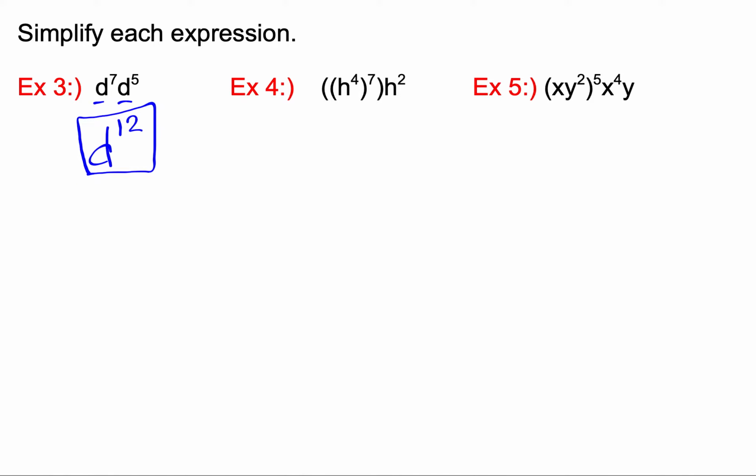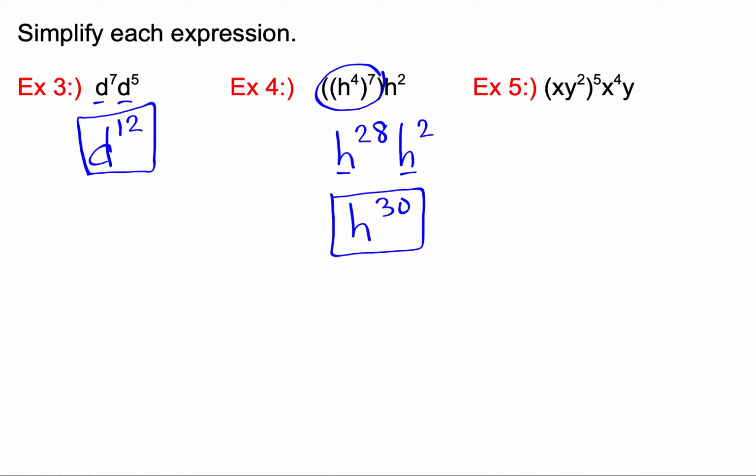Okay, next example. h to the 4th to the 7th times h squared. h to the 4th to the 7th we'll have to treat separately here. 4 times 7 is 28. And then this is two powers with the same base. So we can add the exponents and we get h to the 30th. 28 plus 2 is 30.